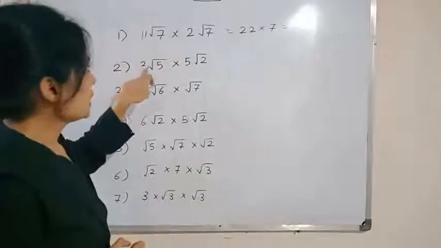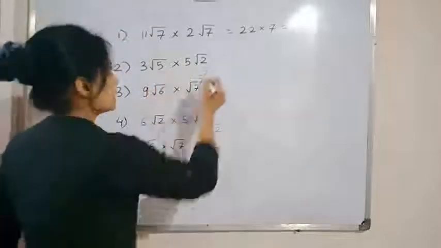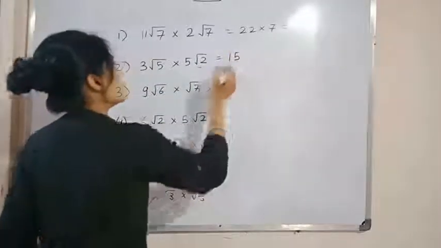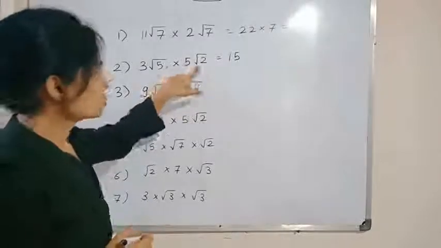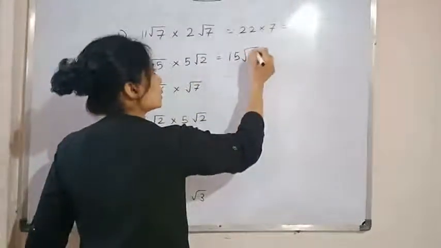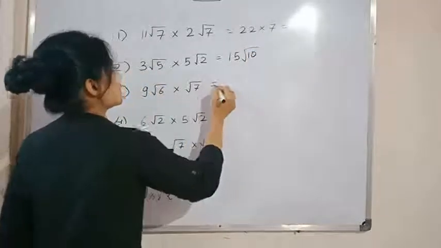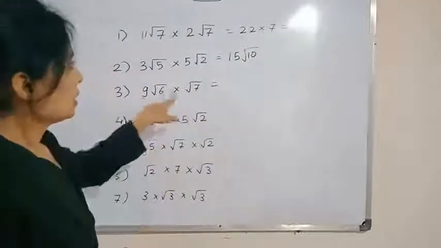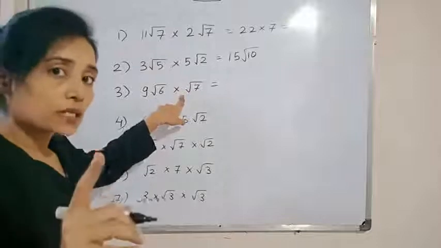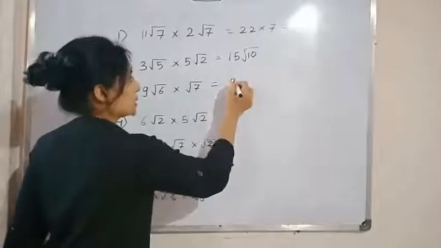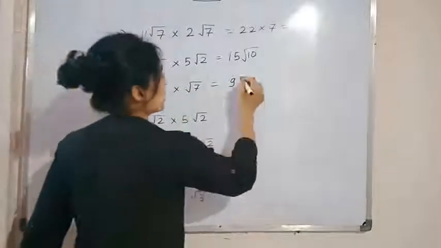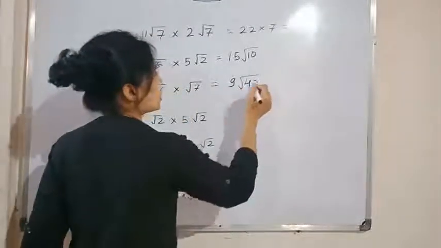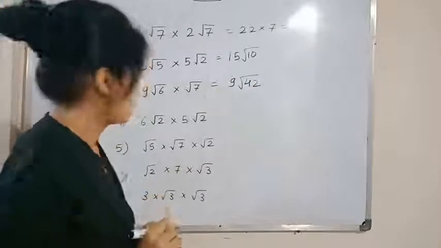Here 3 into 5, 3 5s are 15. Now both the numbers are different and written in under root, so 5 2s are 10 but inside the under root. Here 9, here no whole number is there. It means there is 1. So 9 1s are 9. Now 6 sevens are 42, but in under root. So 9 under root 42.